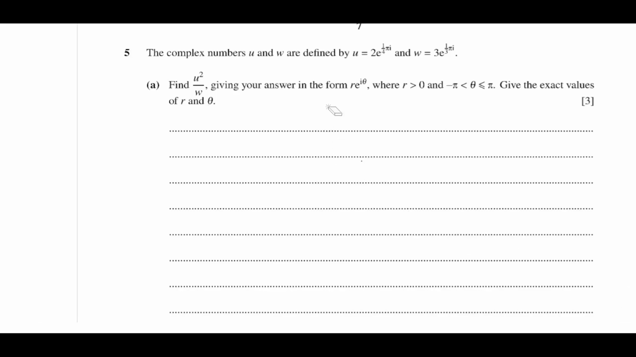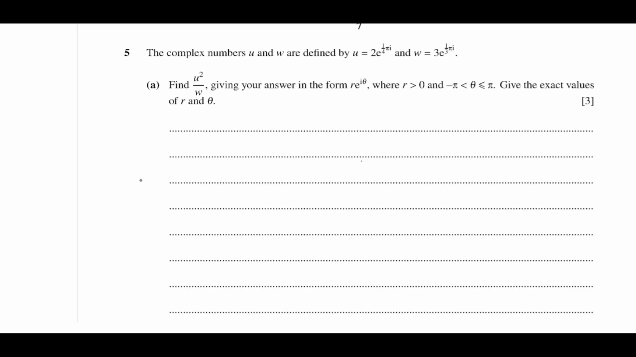The complex numbers u and w are defined by u equals 2e^(1/4 πi) and w equals 3e^(1/3 πi). We have to find u squared upon w, and write it in the form re^(iθ), where r is greater than 0 and θ is between minus π and π. We have to write the exact values of r and θ.